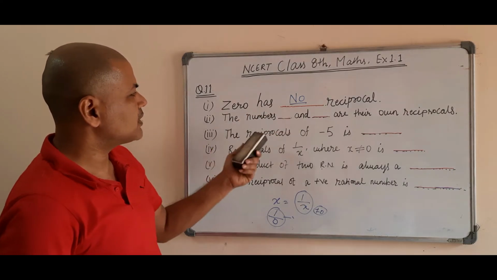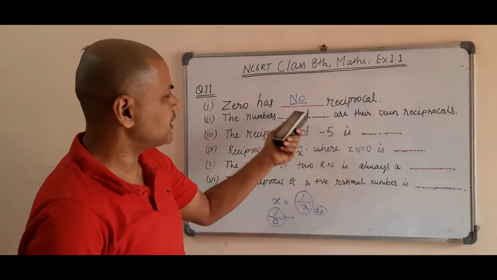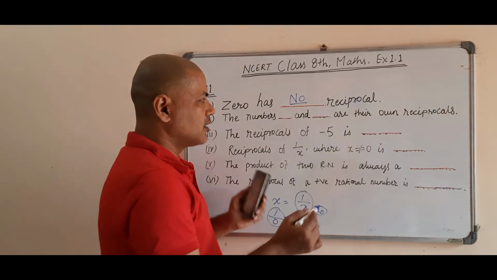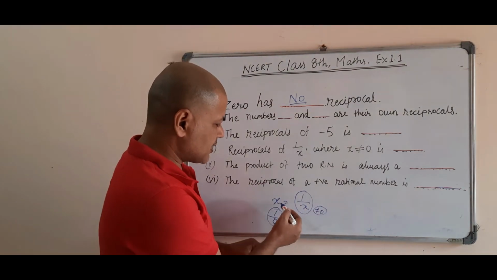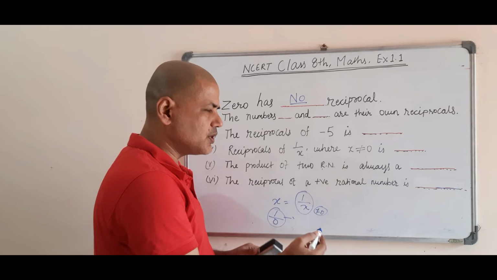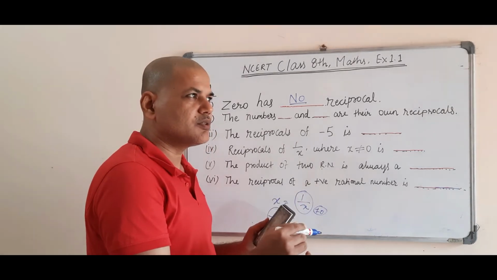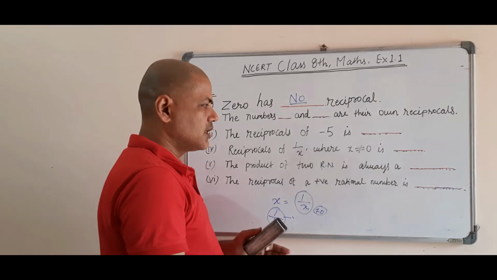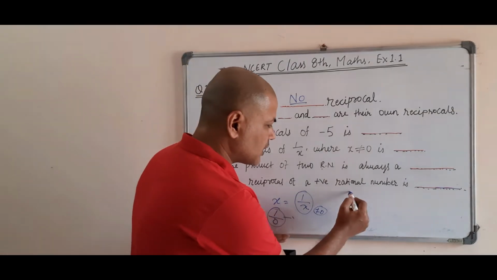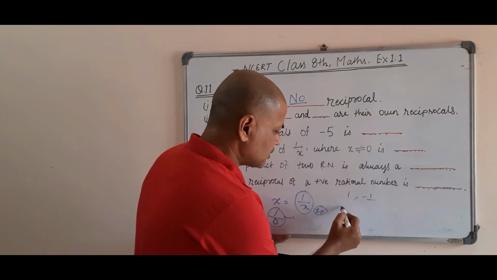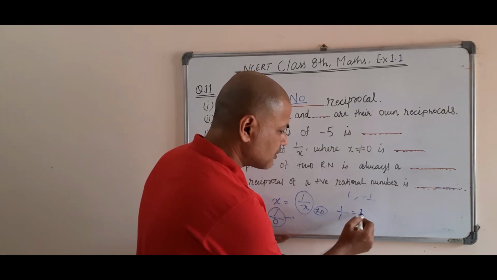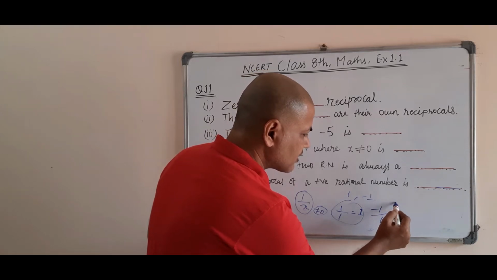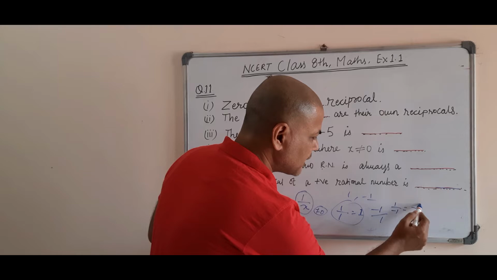The second question is: some numbers a and b are their own reciprocal. So we have to find those two numbers. Again, we know that the reciprocal is 1 by x. So we have to find such two numbers that if we divide 1 by that number, it will also become the same. We know that those numbers are 1 and minus 1, because if you divide 1 by 1, that will be again 1, and similarly if you divide 1 by minus 1, that again will be minus 1.